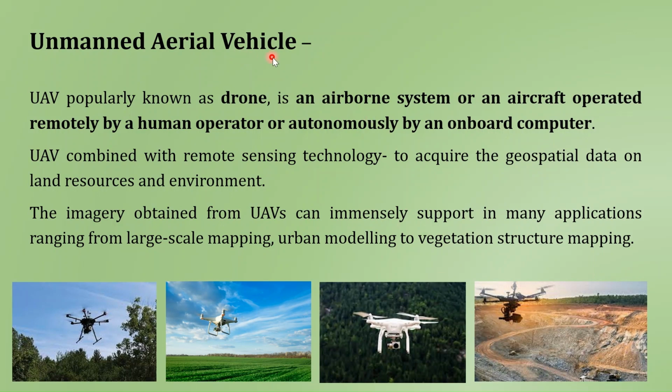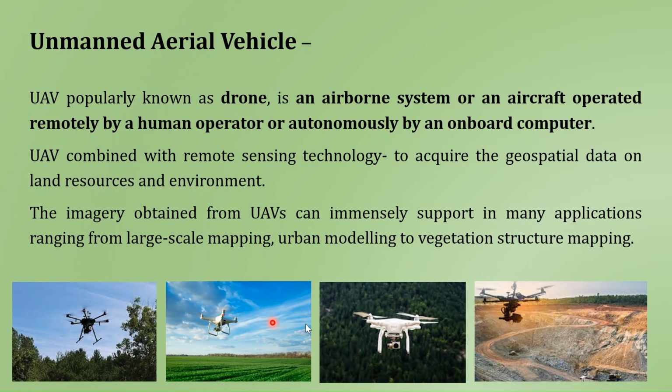Then next is the unmanned aerial vehicle, which is popularly known as the drone, and it is an airborne system or an aircraft which is operated remotely by a human operator or autonomously by an onboard computer. This unmanned aerial vehicle combined with remote sensing technology is very helpful to acquire geospatial data on land resources and the environment. The imagery obtained from these drones can be utilized in many applications ranging from large scale mapping to urban modeling and vegetation structure mapping.